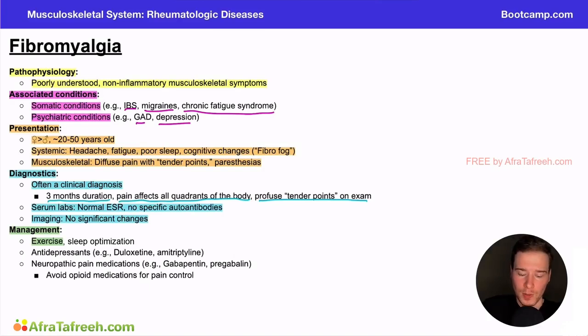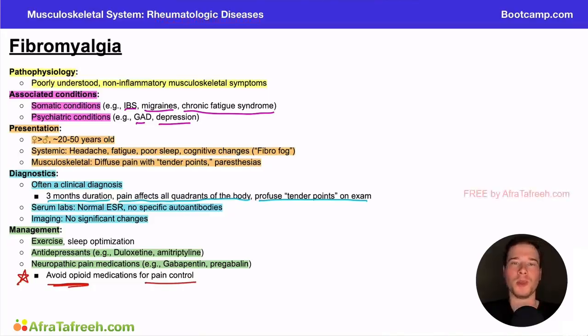We can also consider some other things such as antidepressants, particularly duloxetine and amitriptyline, which is a TCA. We can also consider some neuropathic pain medications such as gabapentin or pregabalin. Important to note here, you want to avoid opioid medications for pain control. We often think about using opioids for pain control, but this is for specific patients in specific scenarios. Fibromyalgia is more often a chronic condition, and we don't want to give chronic opioids to patients for their pain, right? Particularly because their pain is not due to musculoskeletal problems. It is more so due to the perception or the association of pain with various areas in the body, including these tender points that we talk about right here.